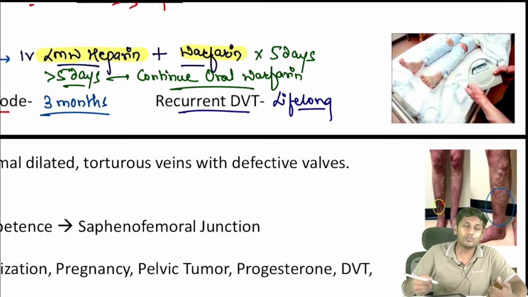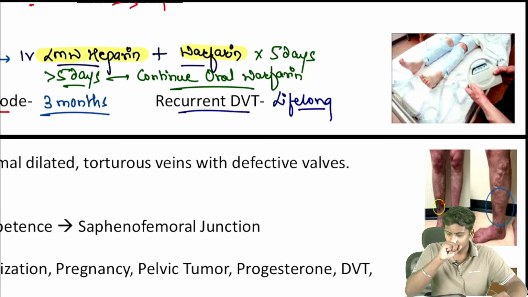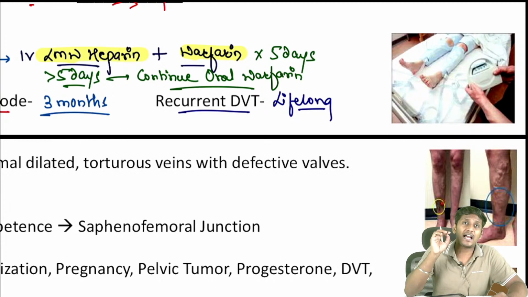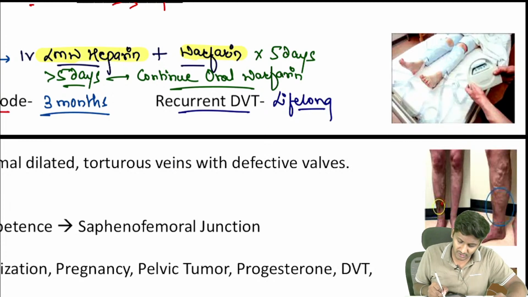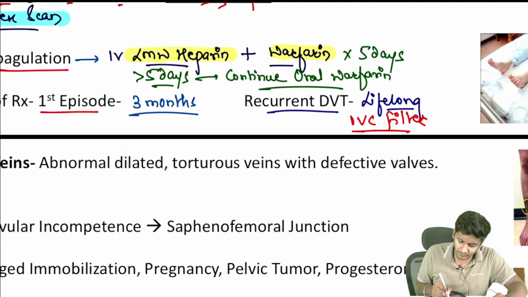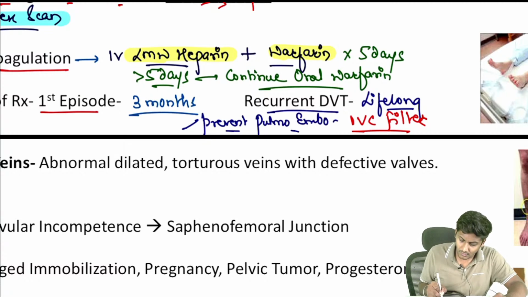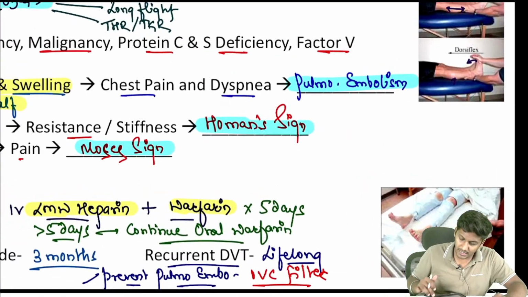So in this patient, to prevent that, we can place an IVC filter. Okay? So we can actually use an IVC filter in this patient. Now what is the role of this IVC filter? As I have told you, it is to prevent pulmonary embolism in the patient. You have to remember, we have to place an IVC filter.